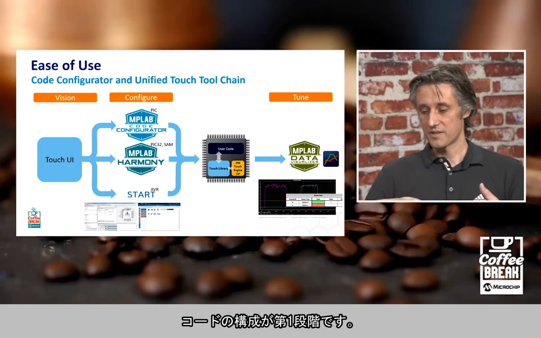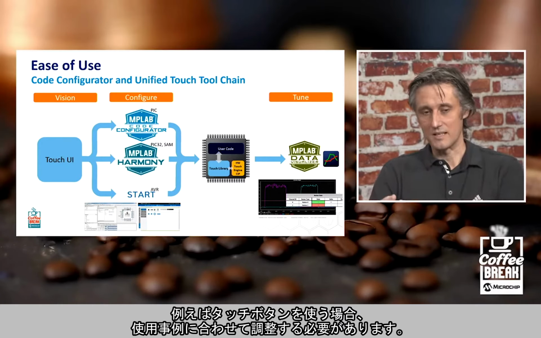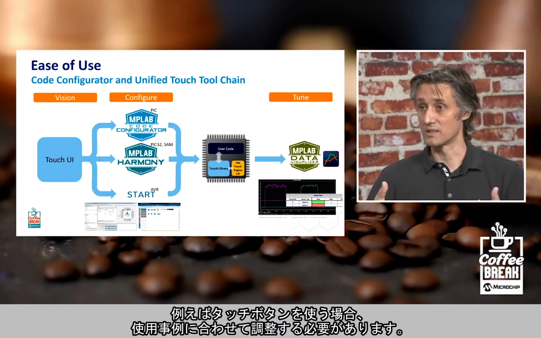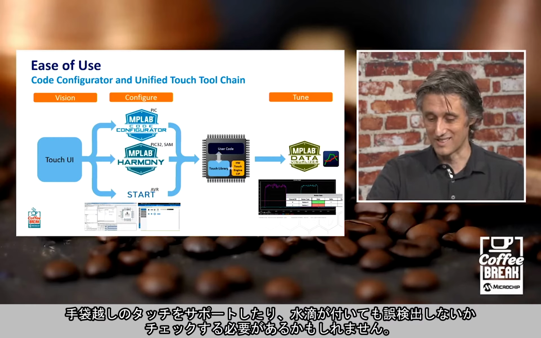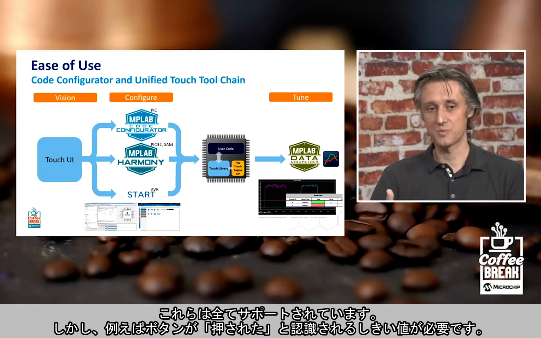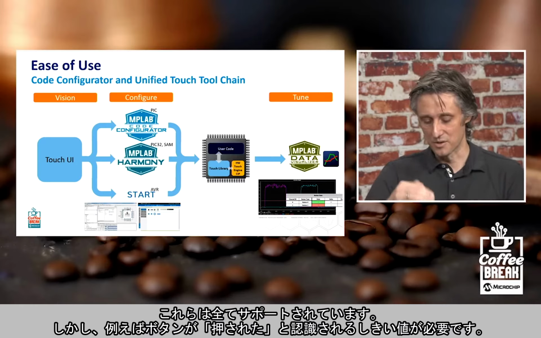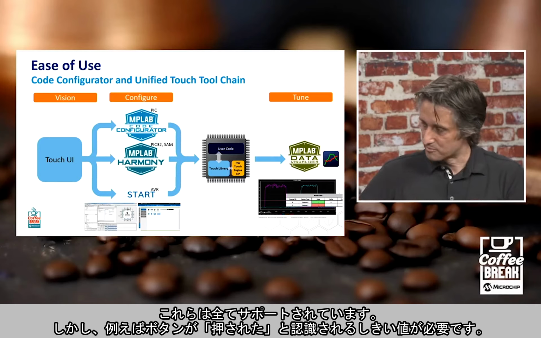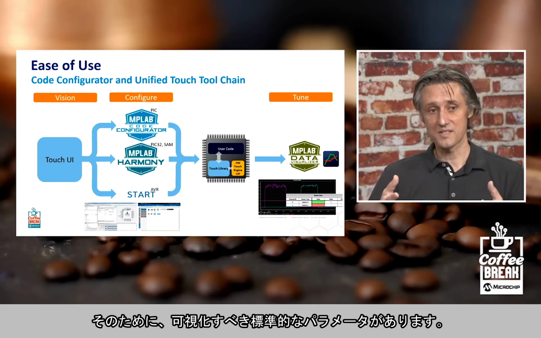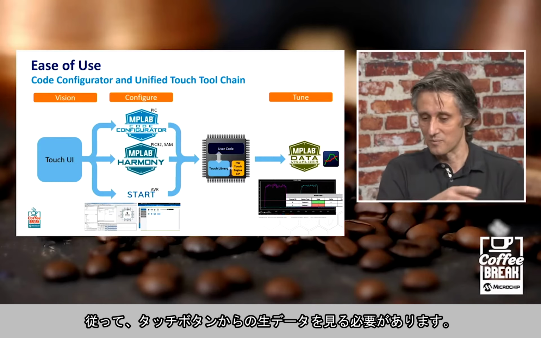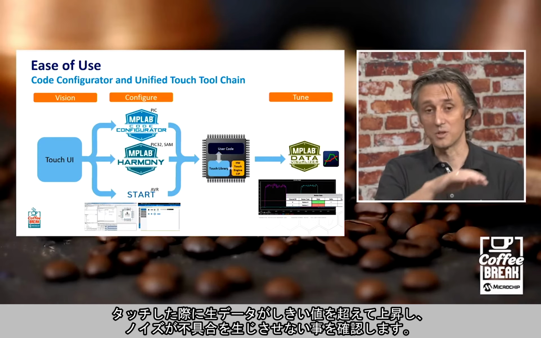So code configuration is your first step. Then, let's say you have a touch button, and you have to tune that button for your use case. Maybe you want to support gloves, or you want to check that if you spray water on the button, it should not false trigger. All of these things we support. But you need, for instance, a threshold to define what type of press you want for your button to be activated. Right. And so there are some standards of what you want to visualize. I want to see the raw data out of my touch button. I want to see the threshold. I want to see that when I touch, my raw data goes above the threshold, so that noise in the signal will not get me into any type of trouble.